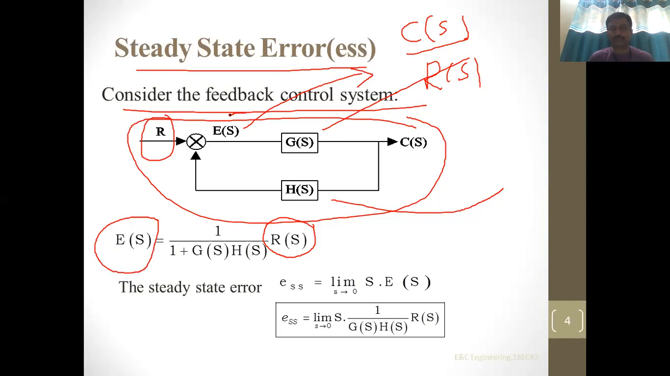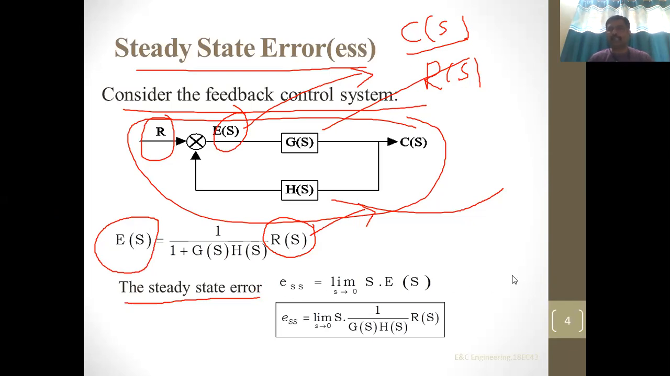The generic error signal from this block is evaluated as 1 divided by 1 plus G(s) into H(s) into R(s). R(s) is nothing but the kind of input that we shall apply. Later, if I concentrate on the steady state error, ESS is evaluated as such.